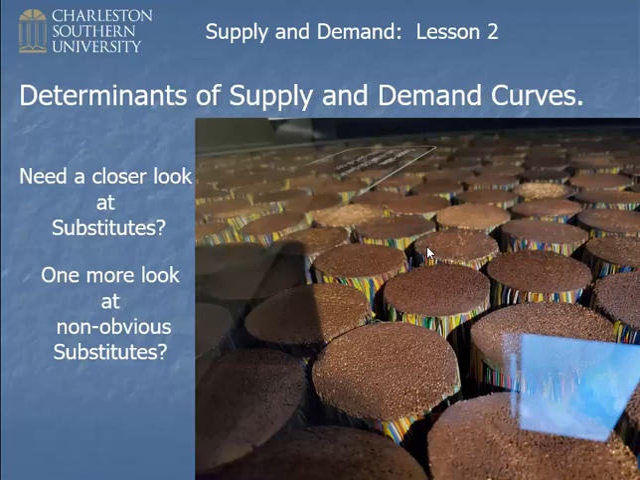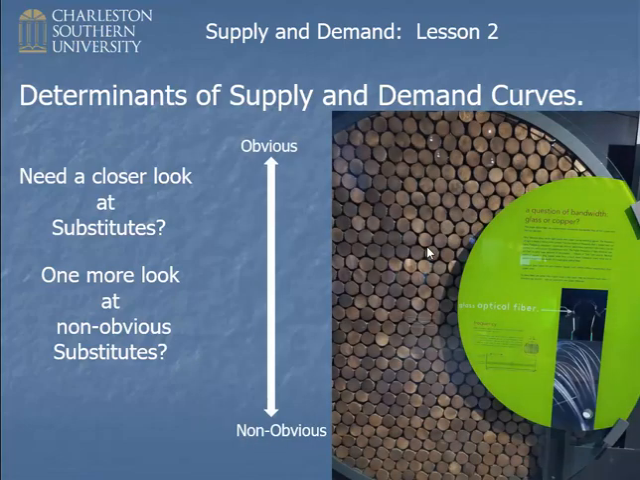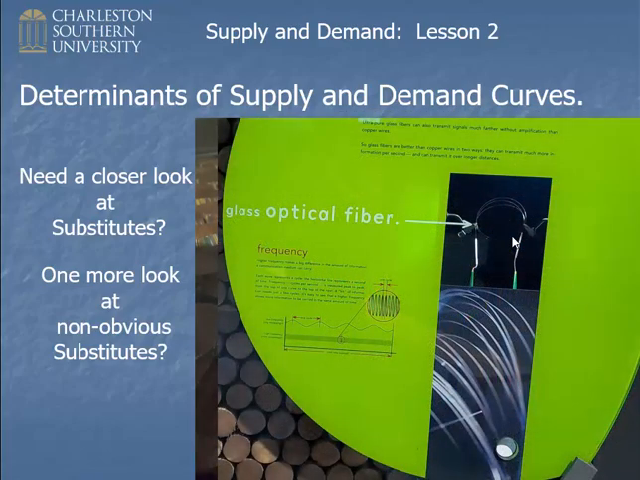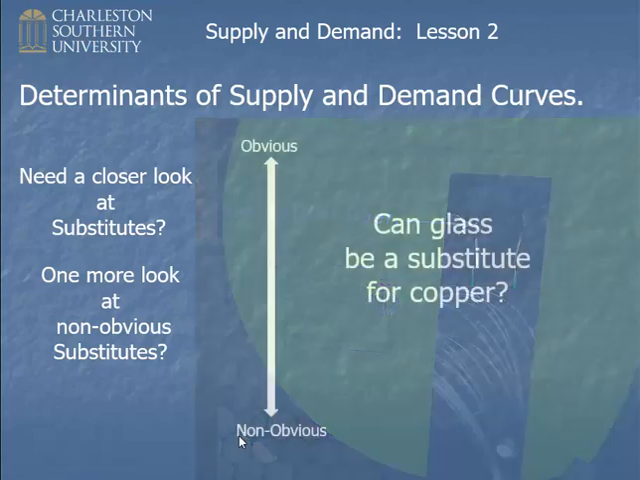So now let's back up. Okay, so this little glass fiber transmits the same amount of information as all of these copper cables. So here it is a little closer. This little glass fiber can do the same work. If you're talking about building a network, an internet, then this little glass fiber can do all the work of all those copper cables. So now the question again, can glass be a substitute for copper?